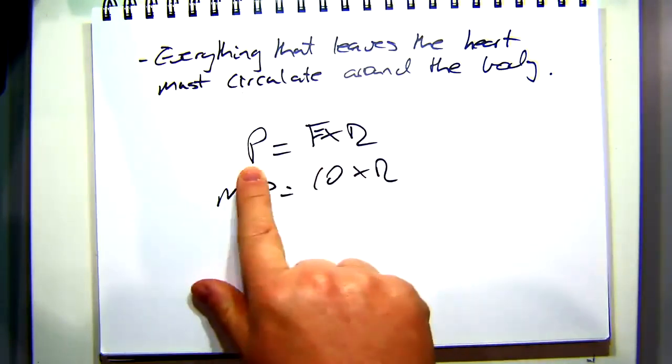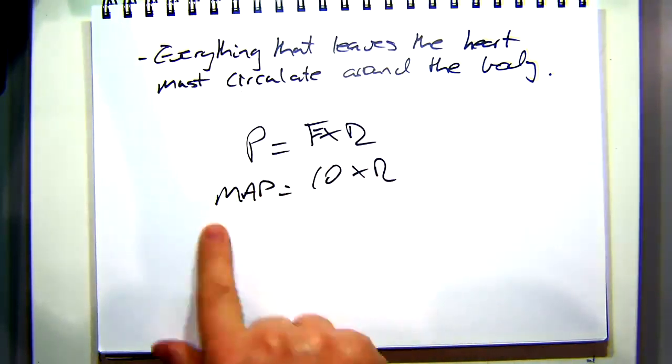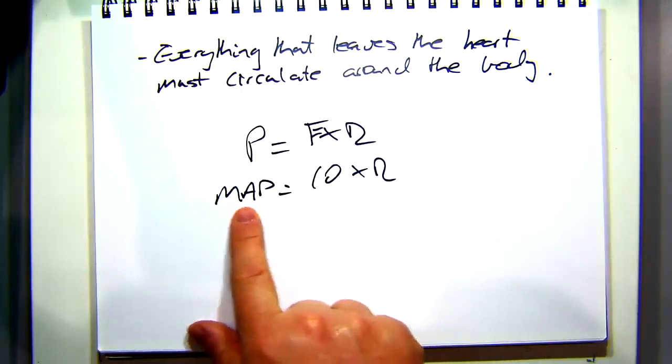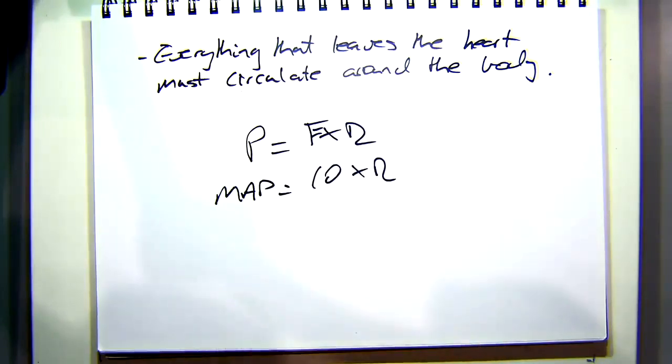By the way, that statement, pressure is equal to flow times resistance, ends up with another equation you're going to learn for calculating mean arterial pressure, which is that mean arterial pressure is equal to cardiac output times total peripheral resistance. And then I'm going to jump back to David to take over.